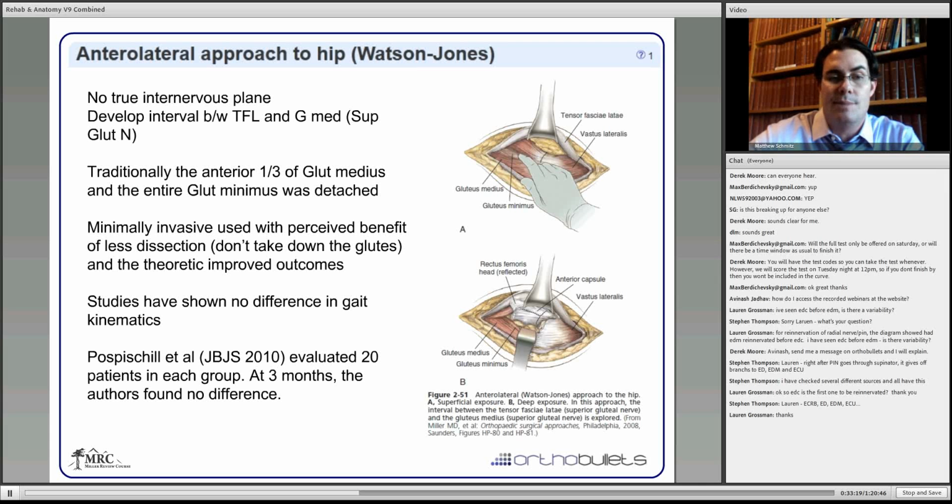However, there's been a couple of studies, including a recent review in JBJS of 2010 that looked at groups, 20 patients in both groups, and showed that there was no difference in their gait kinematics at 3 months. So although it does provide less dissection, maybe a smaller scar, there hasn't been a study that's proved inferior gait kinematics with the traditional approach versus the MIS as of yet.